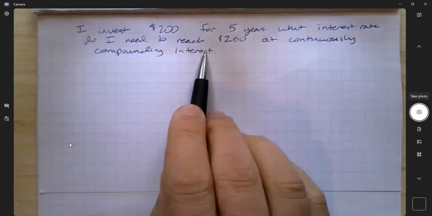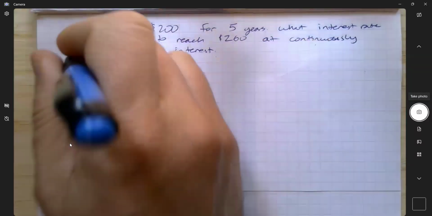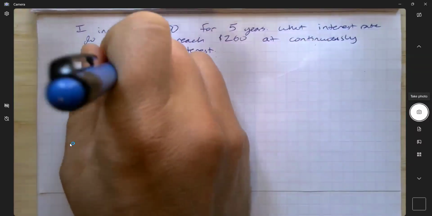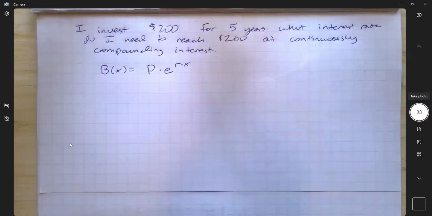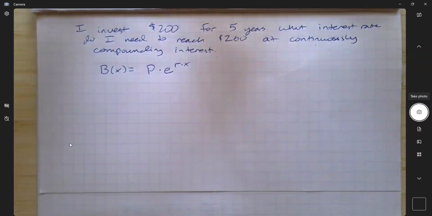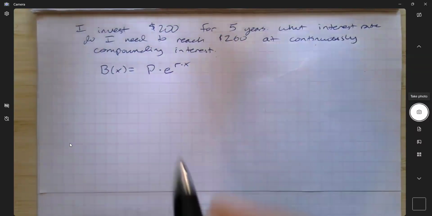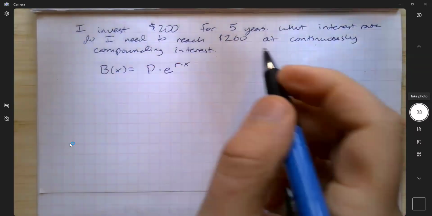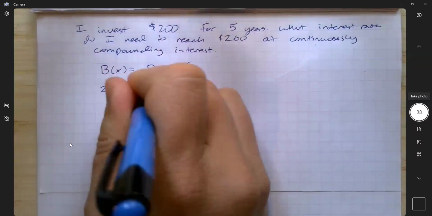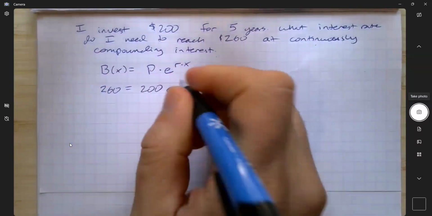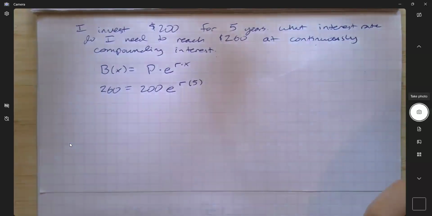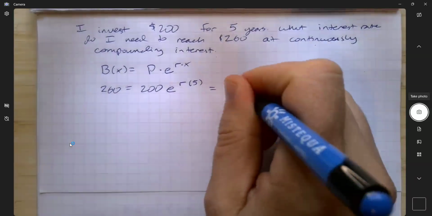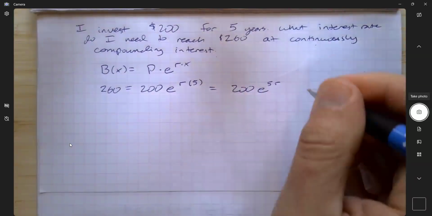I'm working with continuously compounding interest. So I'm going to remind myself what that looks like. The balance at any time is P times e to the rx. e is a number, about 2.718. So let's fill in what I know. I want to reach 260. I start with 200. I don't know my interest rate, but I do know that I'm investing for 5 years. Or maybe I rewrite this as 200 times e to the 5r.